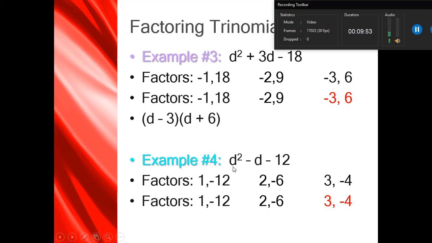We're splitting apart d squared. So we'll have d plus 3 and d minus 4.